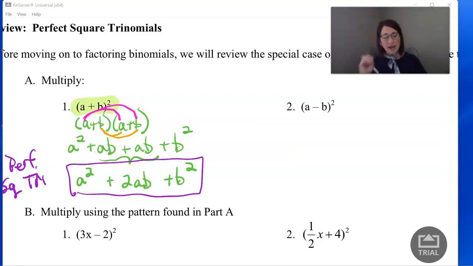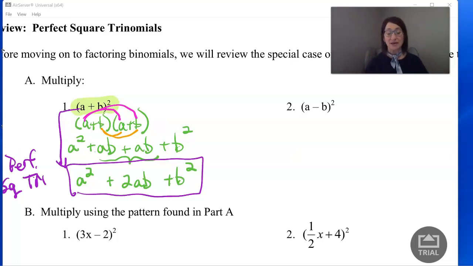Okay, and you will always get that when you have a binomial raised to the second power. It's always going to result in that perfect square trinomial. The (a + b) squared is the factored form of that trinomial. All right, so let's look at the next one.